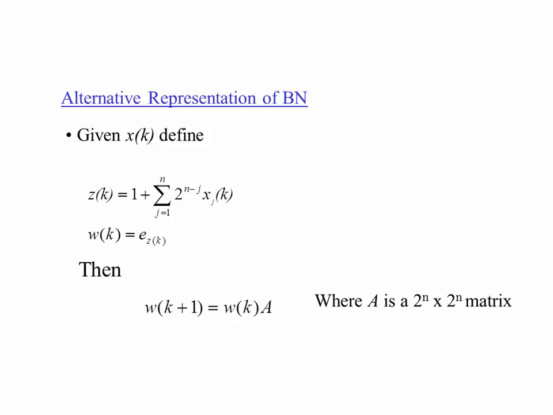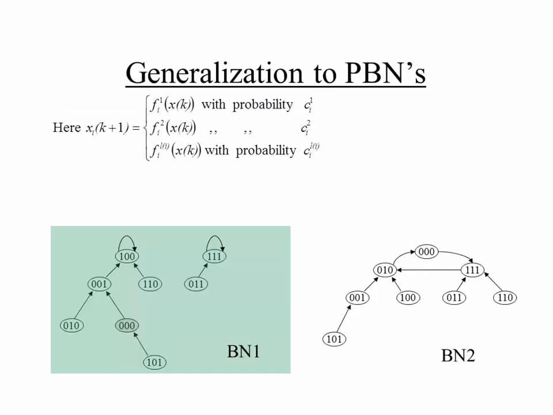Then you generalize this to probabilistic Boolean networks. So what is the generalization to PBNs? Basically, the transition is not given just by one Boolean function. It's given by the transition function for the ith gene, right?